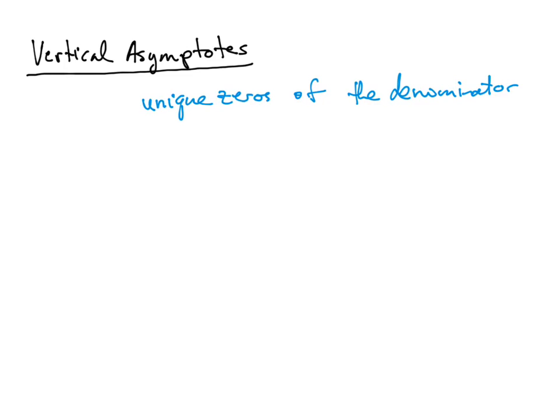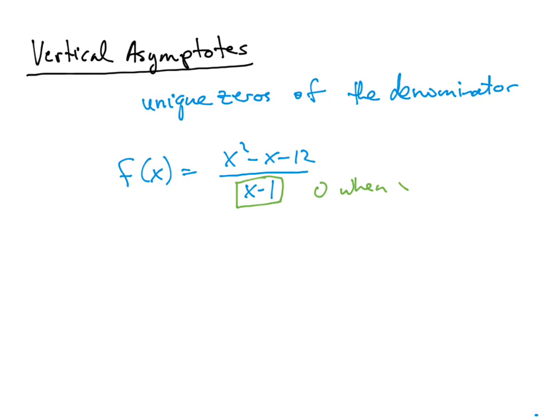Now, every rational function will not necessarily have a vertical asymptote, but many of them will. So, for example, if I have this function, f of x, let's say x squared minus x minus 12, and then in the denominator we have x minus 1. Well, the value that's going to make the denominator 0 is when x equals 1. So we would say that x equals 1 is the vertical asymptote here.